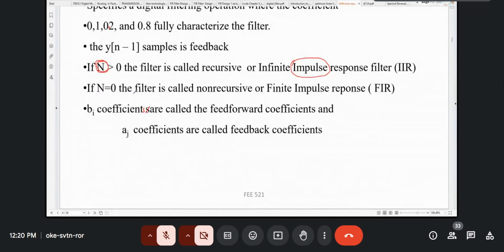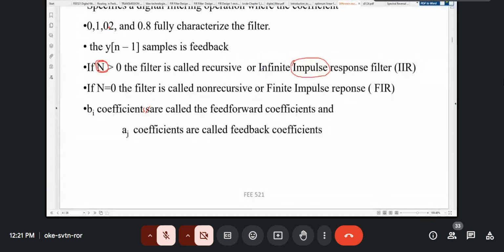So if N of course is not 0, is greater than 0, the filter is referred to as recursive, also known as an infinite impulse response filter. They are more complex, they are more unstable, but as we go on, we'll see why sometimes they are necessary, because we are going to see an example where they reduce the number of computations. The number of computations is very important when it comes to filters, because remember digital filters work on samples of an analog signal.